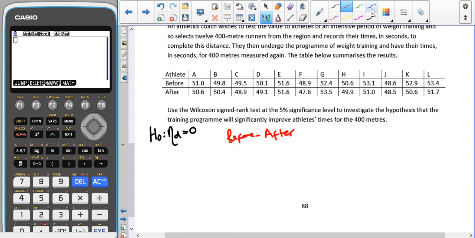And if we think about the values that those two take on, we're wanting athletes to improve their times, which means that we're wanting them to get quicker. So we're wanting their times afterwards to be small and their times before to be big. And if I'm doing a big number minus a small number, that's going to end up being positive. So that's going to be greater than 0. So my H1 is going to be that the median difference is greater than 0.